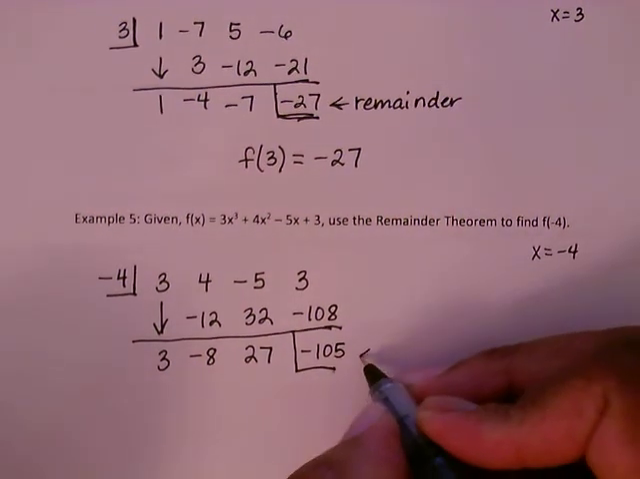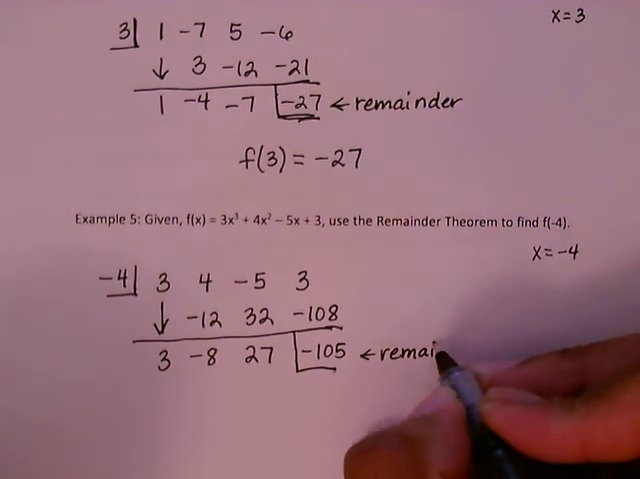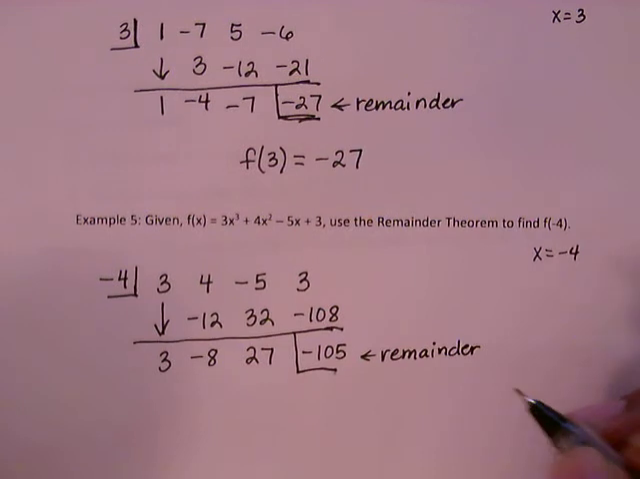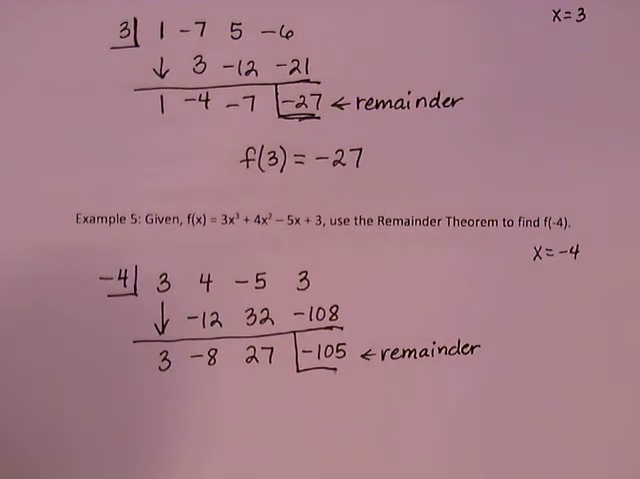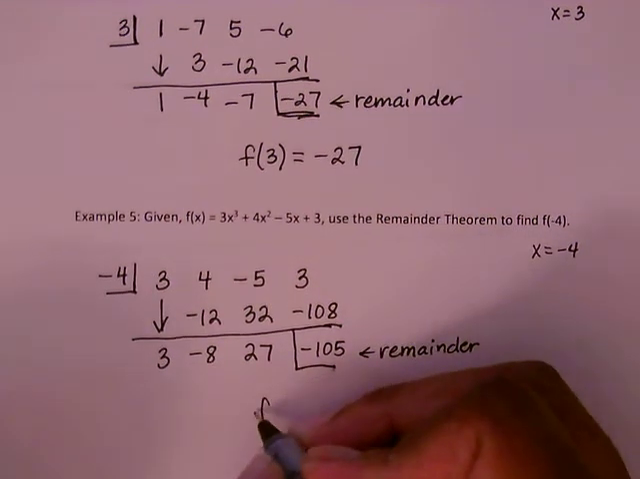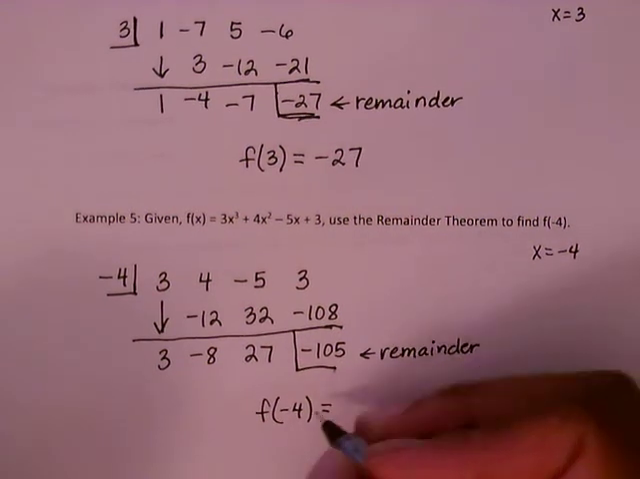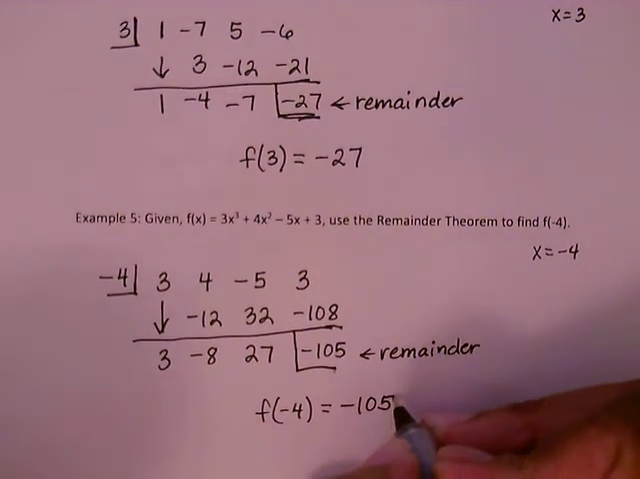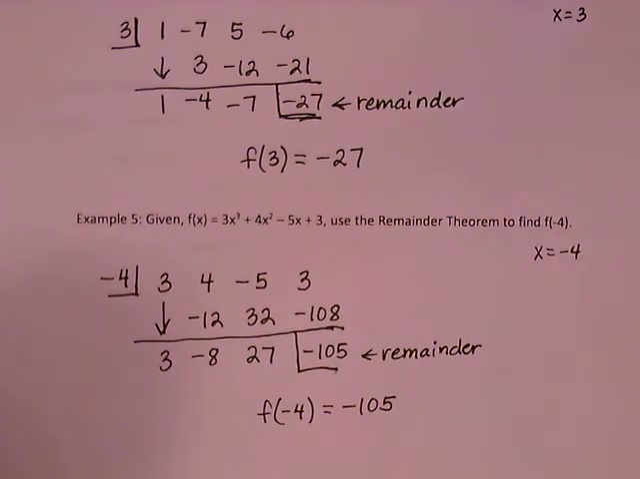So now, as you can see, the last number in the last row is that remainder. And not only that, it also represents the value of the function when x is equal to negative 4. So, f of negative 4 will be equal to negative 105. Okay. So that's how we apply the remainder theorem and synthetic division to find out the value of any function at any given value.